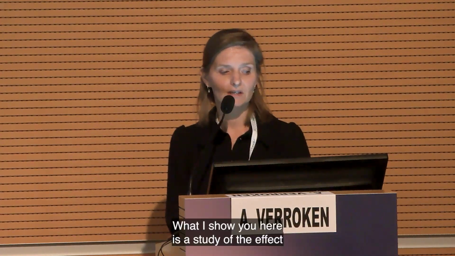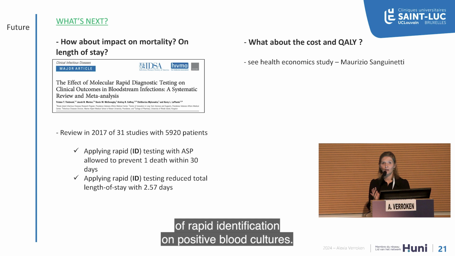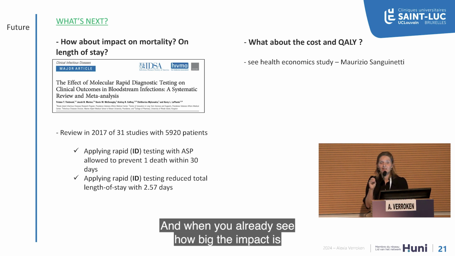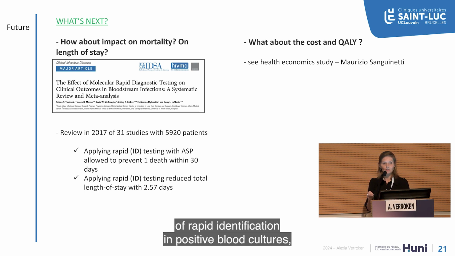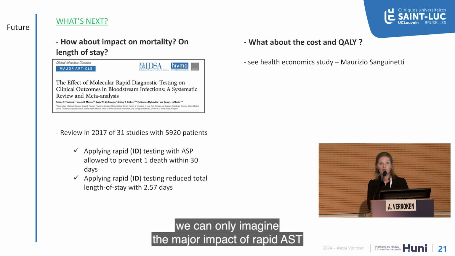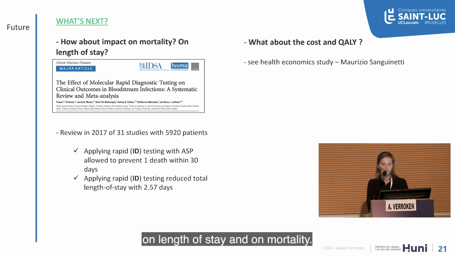What I show you here is a study of the effect of rapid identification on positive blood cultures. And this is a review with 5,920 patients. And you already see how big the impact is of rapid identification in positive blood cultures, as it prevents 1 death within 30 days, as it reduces the total length of stay by 2.5 days. We can only imagine the major impact of rapid AST on length of stay and on mortality.